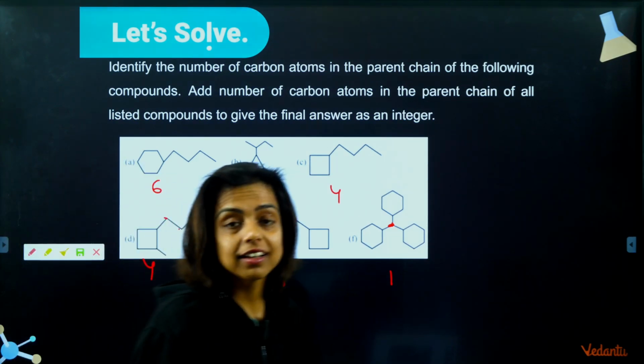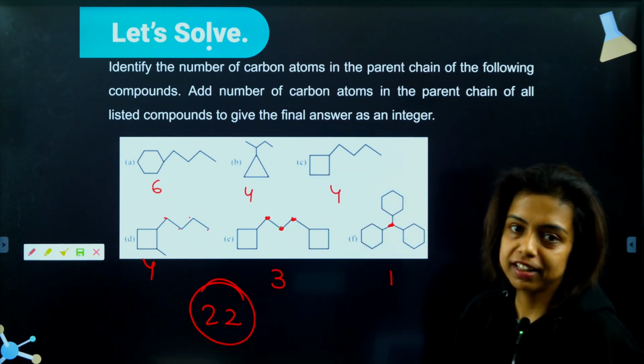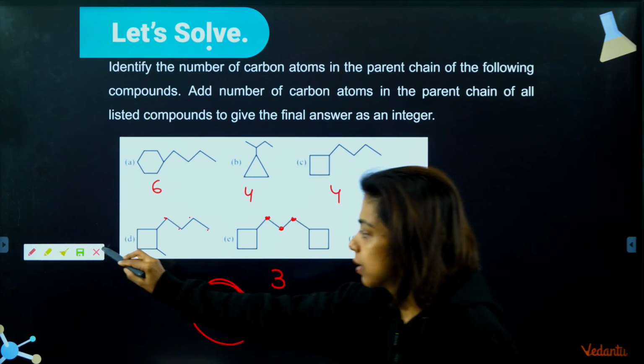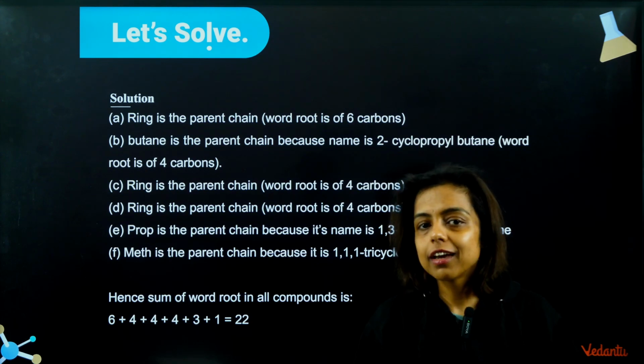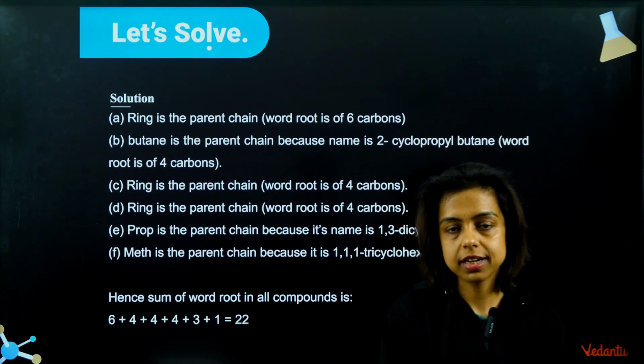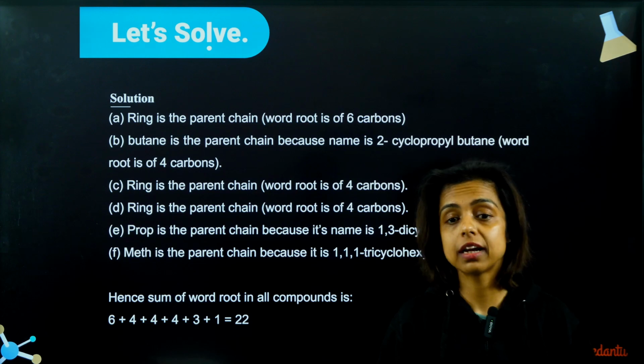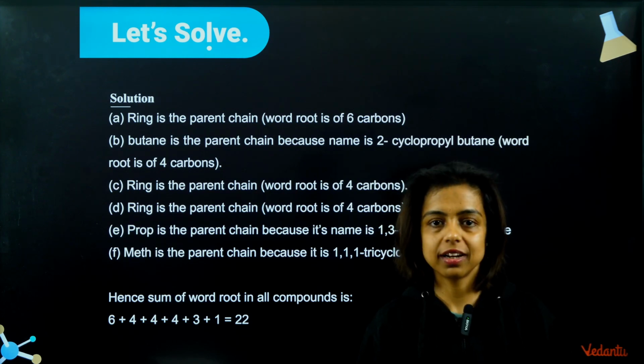If we add the carbon atoms of parent chain in each of these, that is 22, guys. So the answer indeed is 22. So be careful कि parent chain कौन से select हो, straight chain होगी कि ring होगा, that you are supposed to know to solve this question correctly, guys.